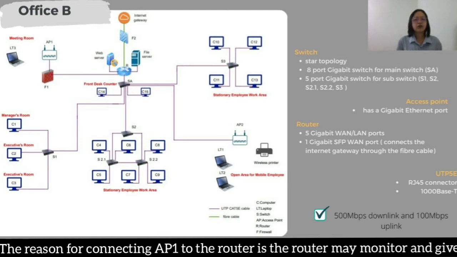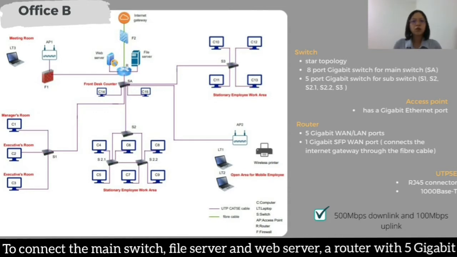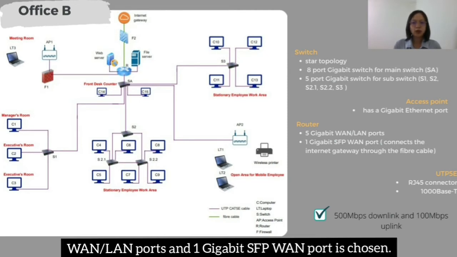The reason for connecting access point 1 to the router is that the router may monitor and give restricted Wi-Fi to the meeting visitors. To connect the main switch, file server and web server, a router with 5 gigabit WAN or LAN ports and 1 gigabit SFP port is chosen.